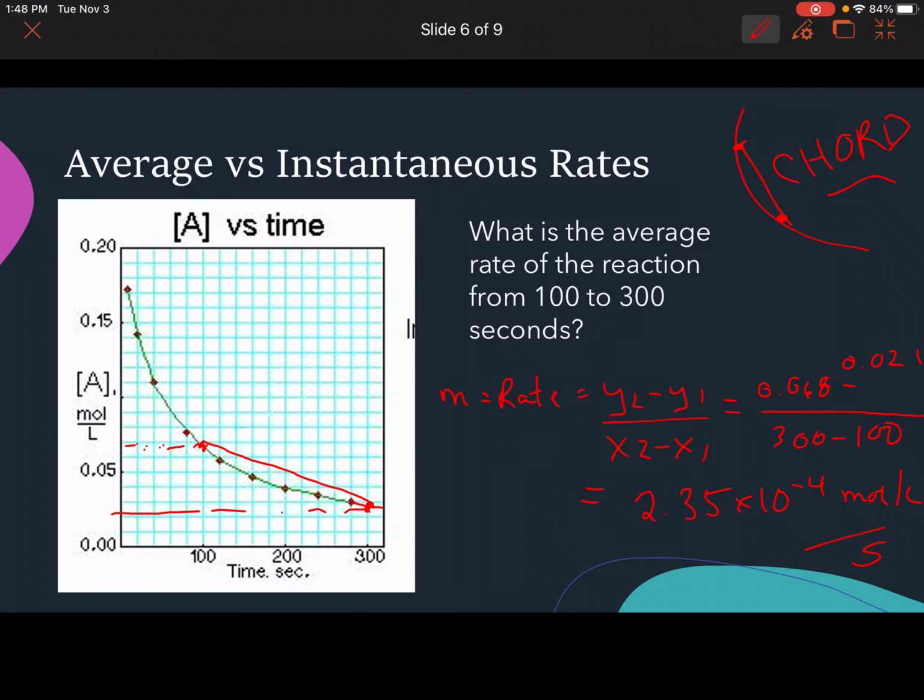So I'm just finding the slope of that section of the graph. And so again, you use a chord. So you connect the 2 points to make a straight line and find the slope of that straight line between the 2 points that you're looking for. So that is my average rate from 100 to 300 seconds.